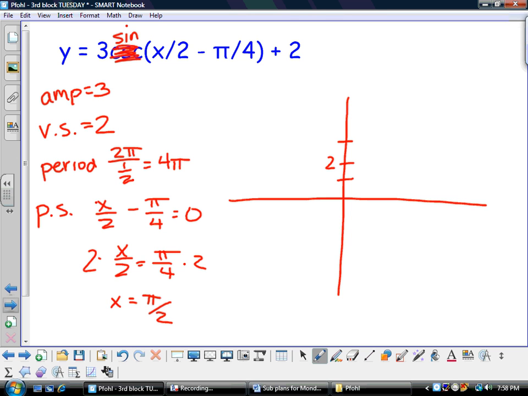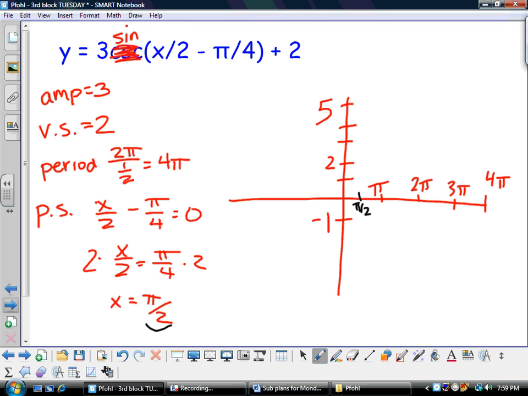count up and down for the amplitude, mark the period, cut it in half again, and then do the phase shift. The phase shift is only 1/2 pi. That's not labeled on my graph, so I need to label it on my graph. I need to add it.